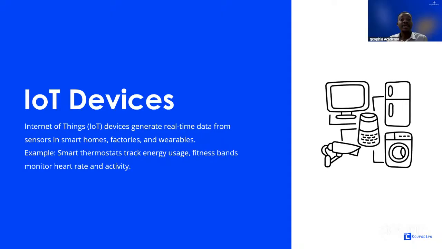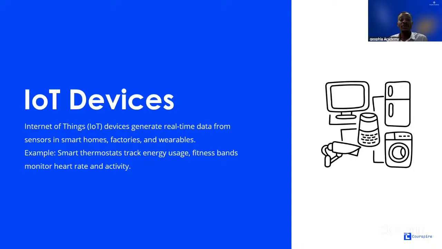Another one is IoT, Internet of Things devices. Internet of Things devices generate real-time data from sensors in your smart homes. We have refrigerators now that are computerized. All right, so that is one.